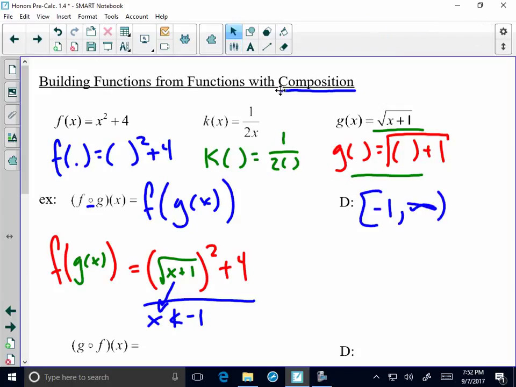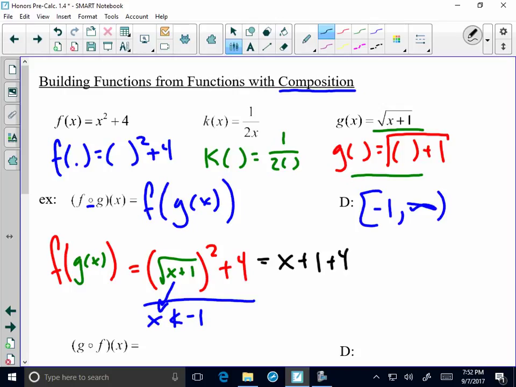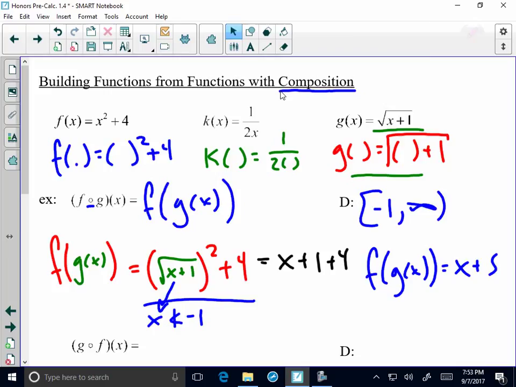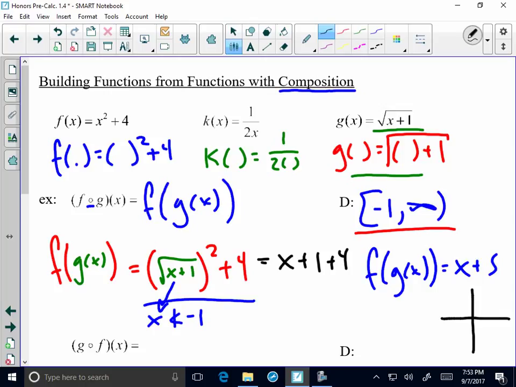Now right here, after we simplify, we can see that the square and the square root are going to cancel out, which gives us x plus 1 plus 4. And that means that the composition f of g of x is actually going to be x plus 5, the graph of x plus 5. But again, that's going to be on the domain from -1 to positive infinity. So a lot like the other functions we've seen, we're going to see a graph that basically is the linear function x plus 5 on the domain from -1 to positive infinity.